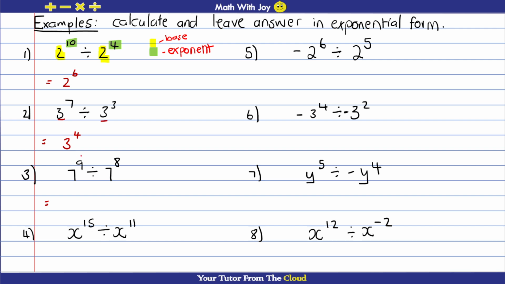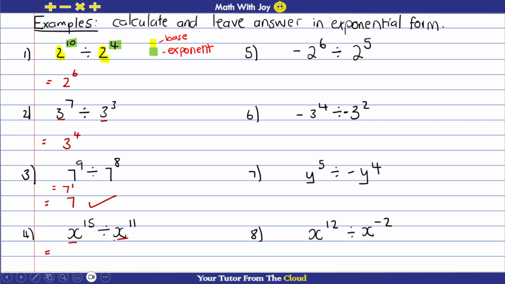So if I have 7 to the power of 9 divided by 7 to the power of 8, I will say this is now 7 to the power of 9 minus 8, which is 1. So I could say 7 to the power of 1. But remember, if the exponent is 1, you don't have to write it down. Just writing down 7 is okay. You don't have to say this is equal to 7 to the power of 1. You make that 1 invisible.